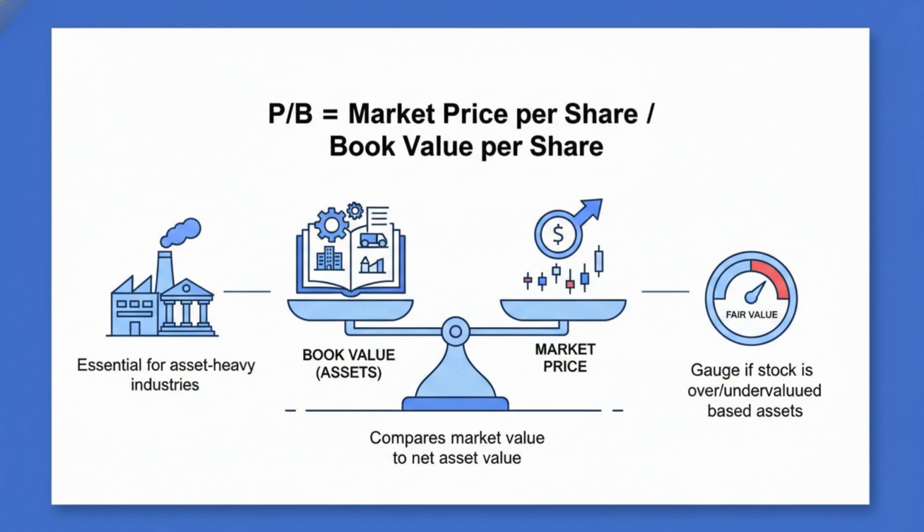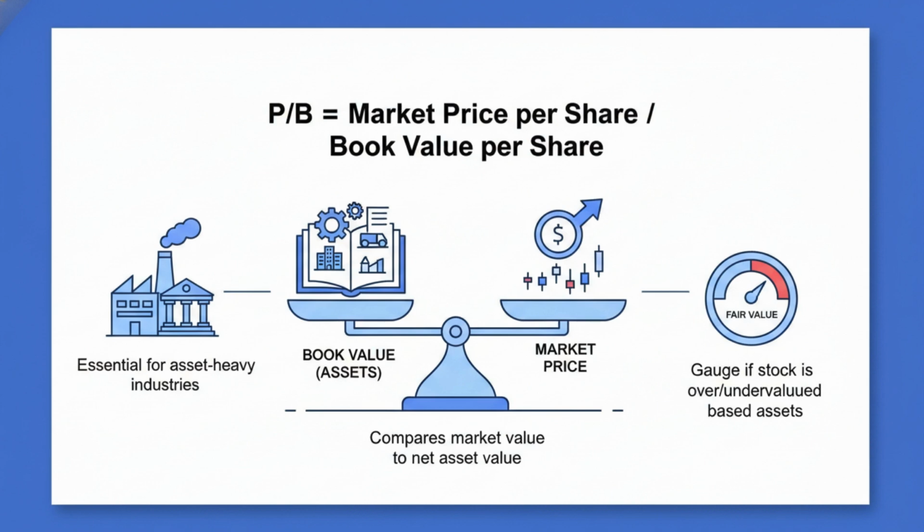Next, let's explore the price-to-book, or PB ratio. This metric provides a different valuation lens, comparing a company's market value to its book value, essentially its net asset value. The calculation is straightforward: market price per share divided by book value per share. Book value per share represents the value of a company's tangible assets less liabilities on a per-share basis.